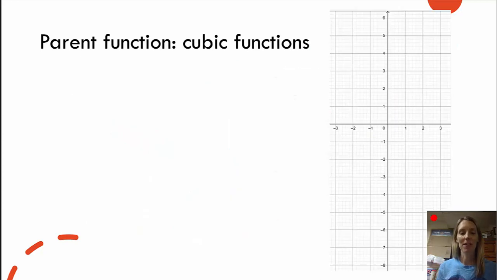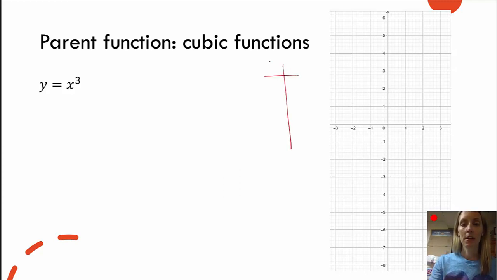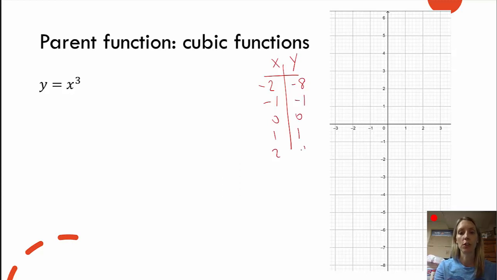Okay, the next parent function is our cubic function. The cubic function is given by the equation y equals x cubed. I like to make my table of values to see what's going on. So we're going to have x and y, and I can use my standard -2, -1, 0, 1, and 2. If I plug in -2 for x, -2 quantity cubed is -8. -1 quantity cubed is -1, 0 cubed is 0, 1 cubed is 1, and 2 cubed is 8.